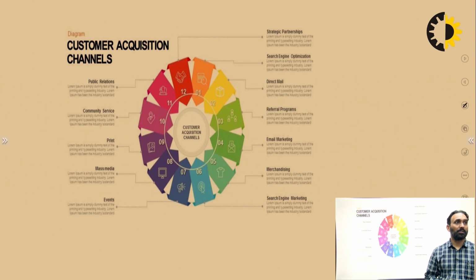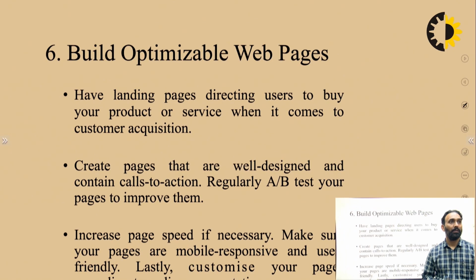These are different customer acquisition channels. I'm reading here: public relations, communication, community services, print media, mass media, different types of events, organized companies, strategic partnership, search engine optimization, direct mail, referral programs, email marketing, merchandise, and search engine marketing, SEM. And the last one out of 12, that is point 6, is to build an optimized web page or an app that will give precise and important information over a click on the internet.